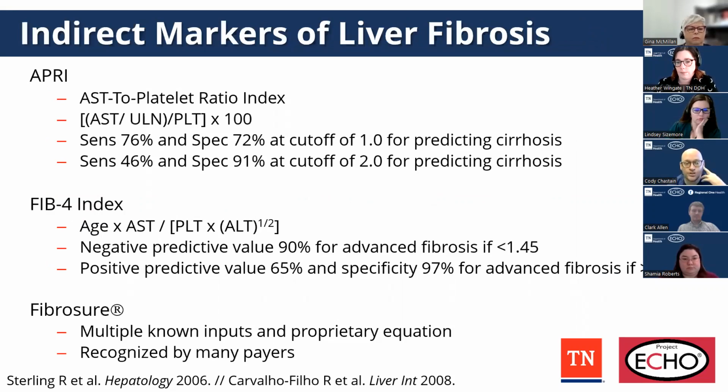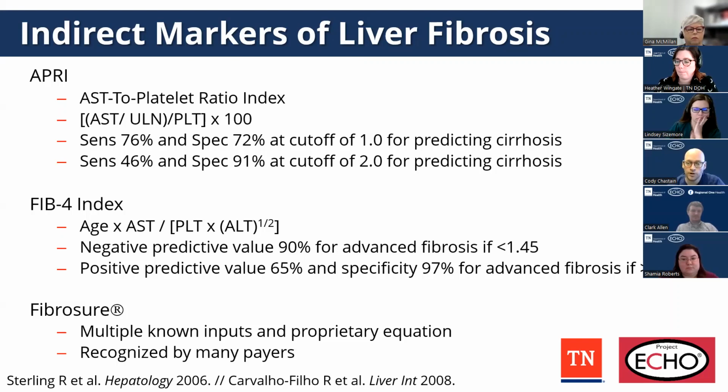Next slide. There are indirect markers of liver fibrosis. The AST to platelet ratio index and the FIB-4 index are two different scores that actually perform relatively well across the population, just using things like AST and platelets, or age, AST, platelets, and ALT as mechanisms to rule in or rule out severe fibrosis or cirrhosis. If you have numbers that score very high, there's actually high specificities or positive predictive values of severe scar tissue being present. If the numbers are very low, also the likelihood that cirrhosis is present is quite low.